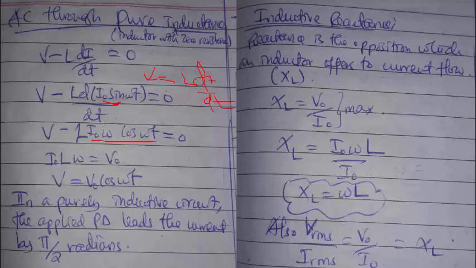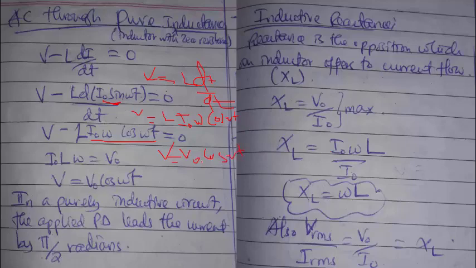That means if we take that side, V becomes equal to L I naught w cos wt. As far as voltage is concerned, it should be represented in terms of V naught cos wt.